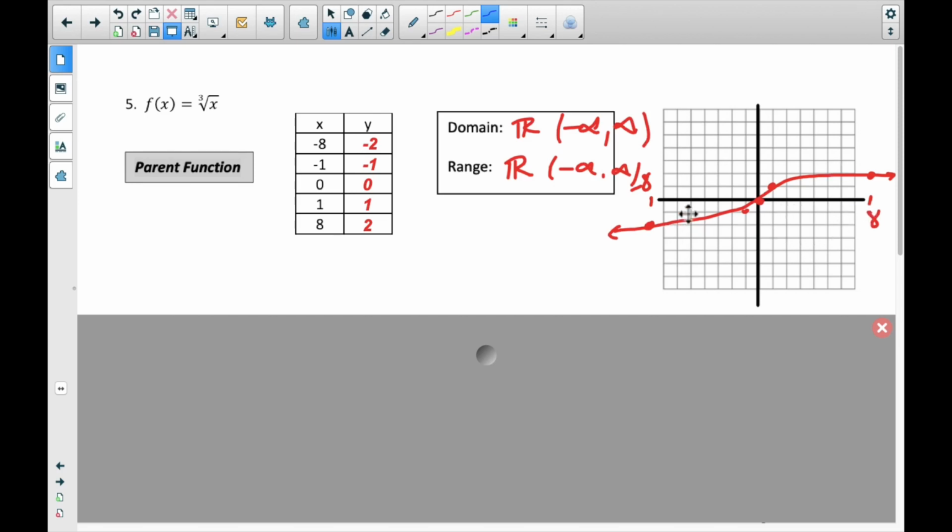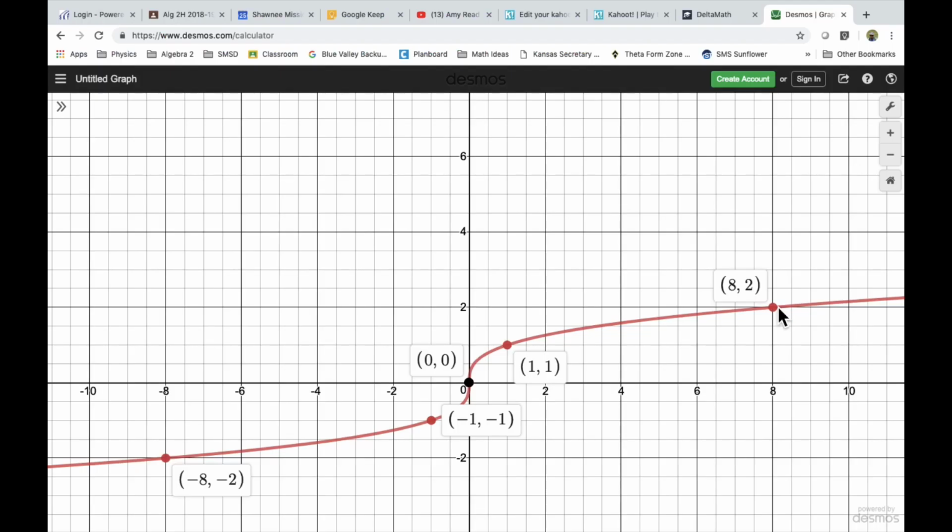Let me show you what that looks like on Desmos. Okay, here we are in Desmos. Can you see that kind of S shape that it has? And then it's going to continue to go forever in the positive x direction on the right and the negative x direction on the left. But it has that curve to it, that same curve.